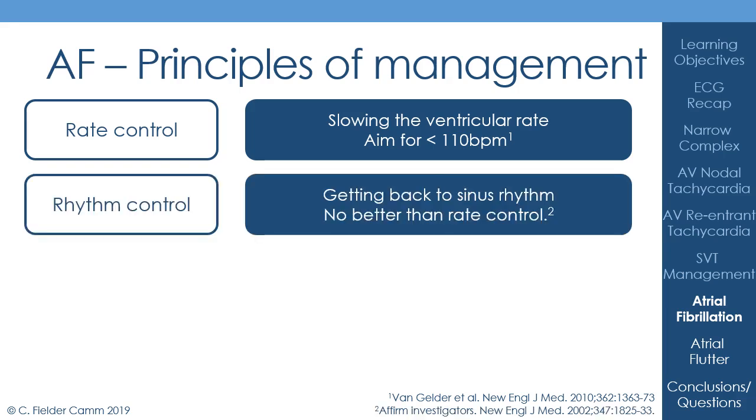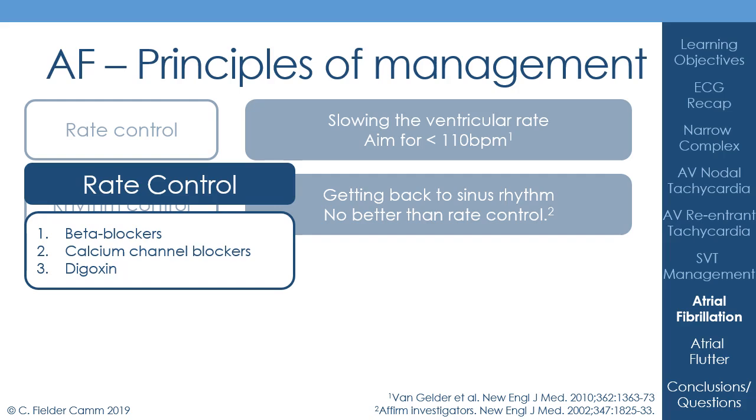Now another option is to say, well, instead of just slowing them down, why don't we try and get them back into sinus rhythm? Well, you can do that, and that can be beneficial for people who still have quite a lot of symptoms, even though their heart is going at a normal rate. But actually, in terms of actual outcomes, the AFFIRM trial in 2002 showed that rhythm control, so getting them back into sinus rhythm, is no better than rate control. And that's no better for stroke either.